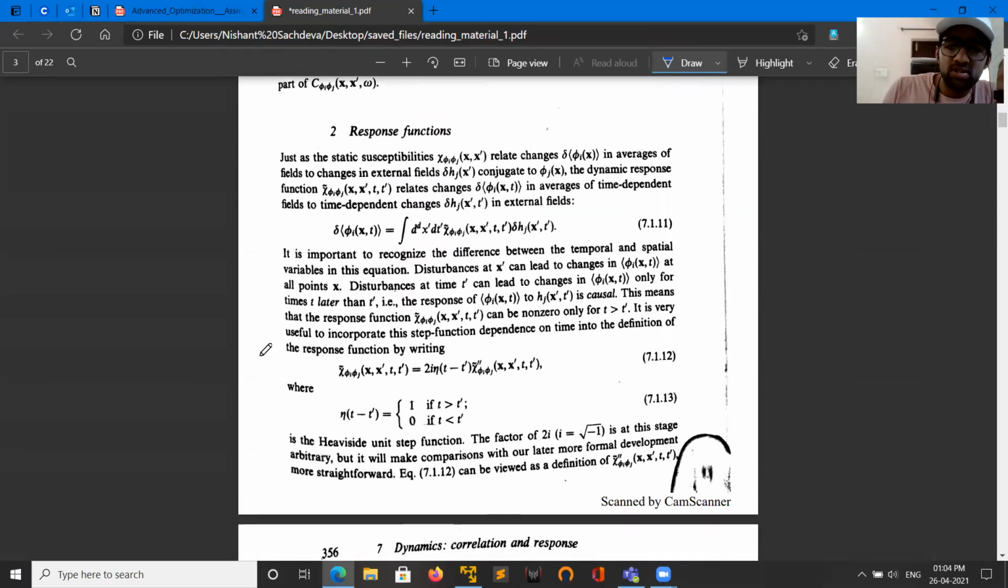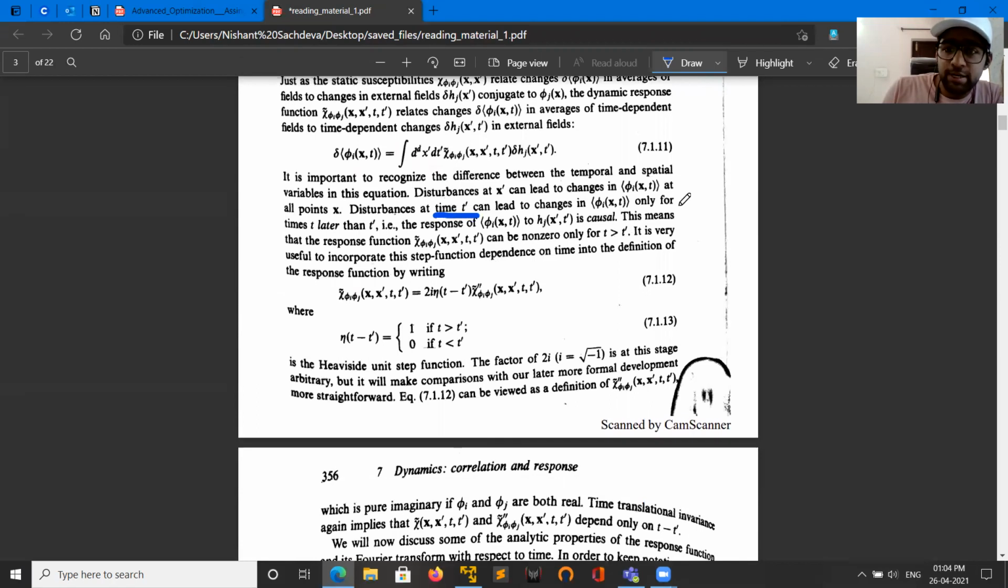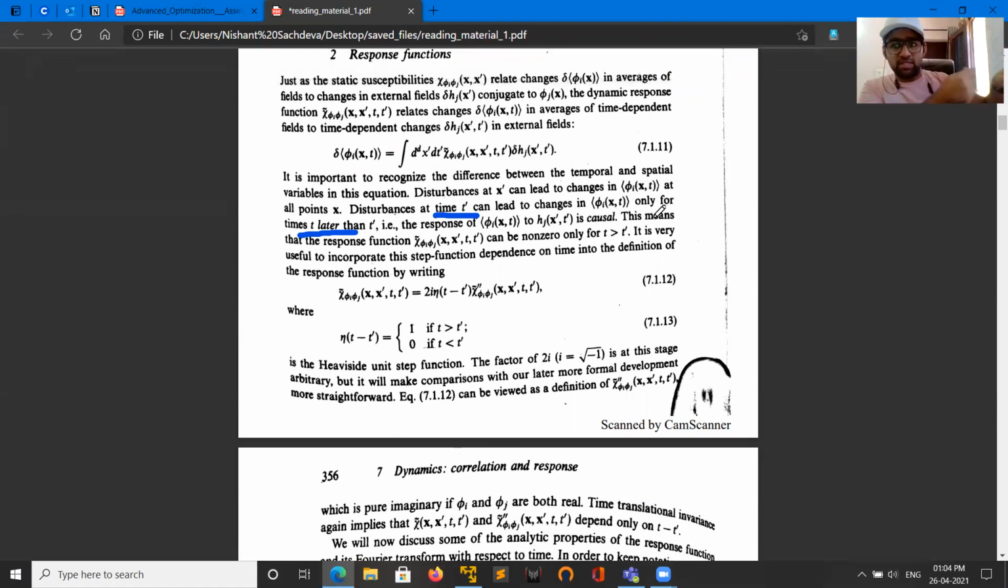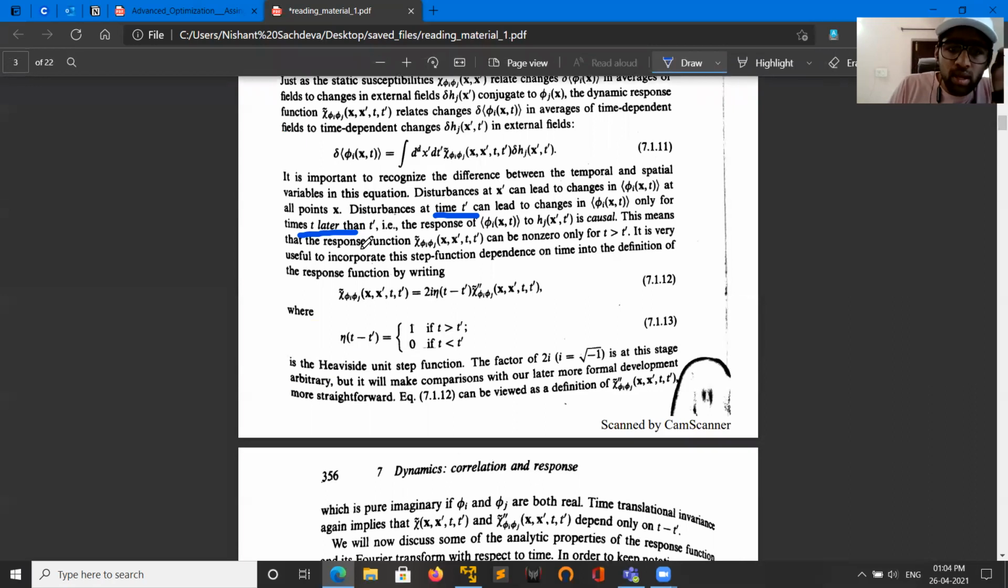Now what we saw was that disturbances at time t dash can lead to changes only for times t later than t dash. So the response functions here are actually causal. They depend on the previous values, and if there's any change in the previous values, they will change. For the x part, any change at x dash could affect all the x around it. So that's a basic difference here. This means that the response function chi tilde phi I phi j can be non-zero only for t bigger than t dash. It is very useful to incorporate this step function dependence on time into the definition of the response function.